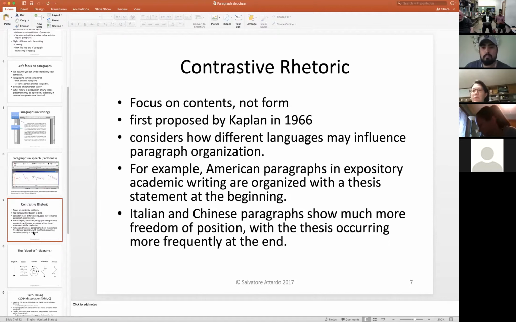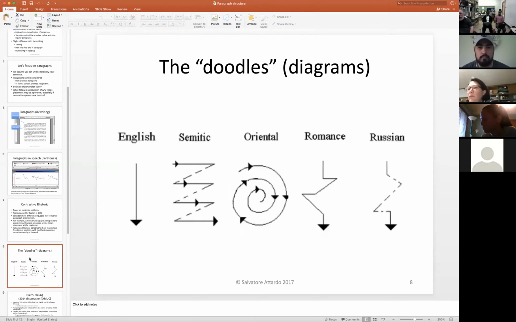will have this chart, which I'm going to show you in a second, in which he has these little doodles, as he called them, little designs, little graphs, that indicate the way paragraphs are organized in these families of languages, right? So here's the doodle diagram. And so you can see that according to Kaplan, English is a straight line, okay? Then the Semitic languages, and that includes Hebrew and Arabic and those languages, are organized by parallelism, okay?